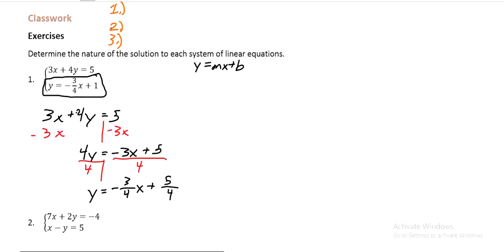All right, so let's compare our slopes and our y-intercepts. The slope of the second equation is negative 3/4. The slope of the first equation is also negative 3/4. So we notice how the equations have the same slope. Again, that's what we just pointed out.